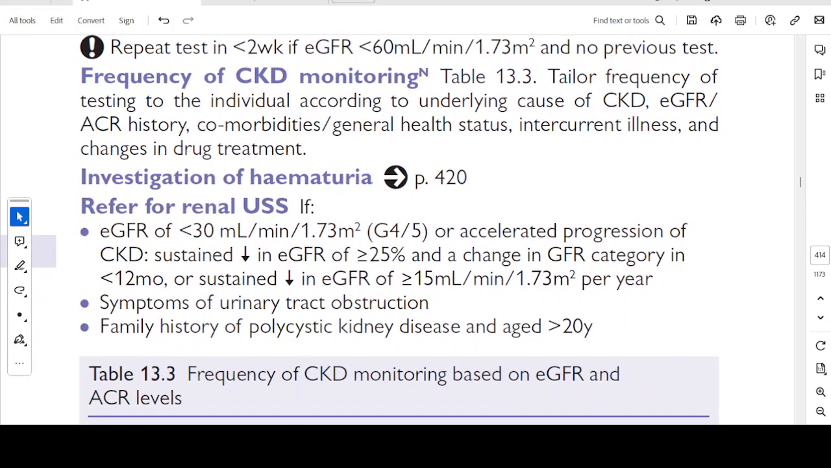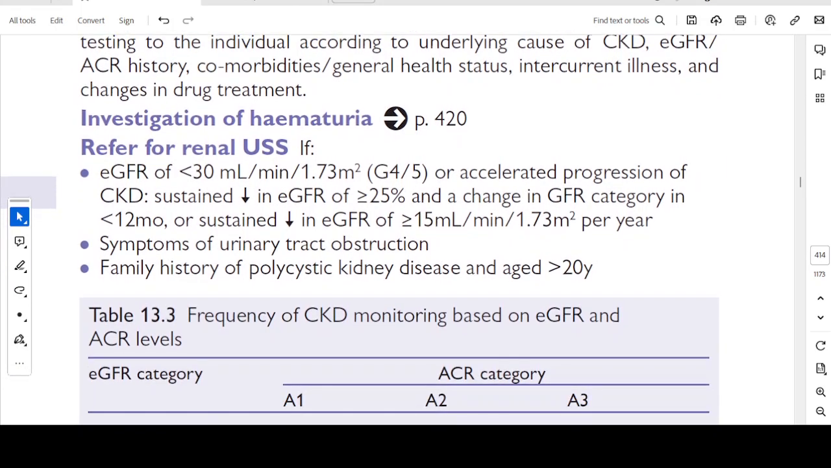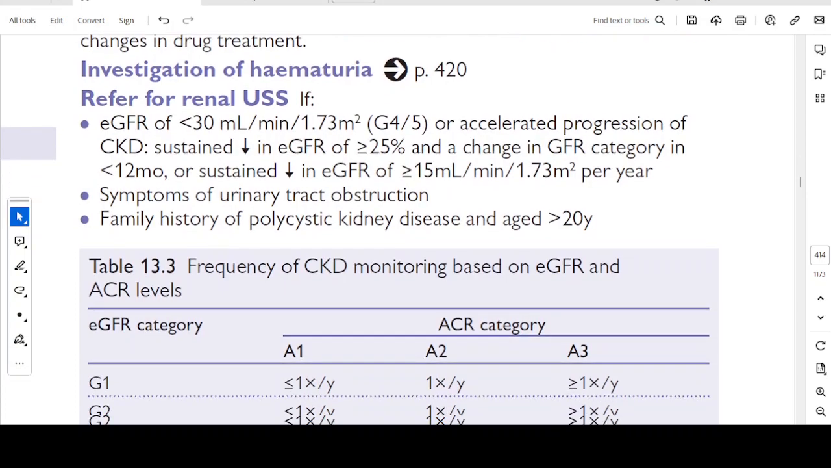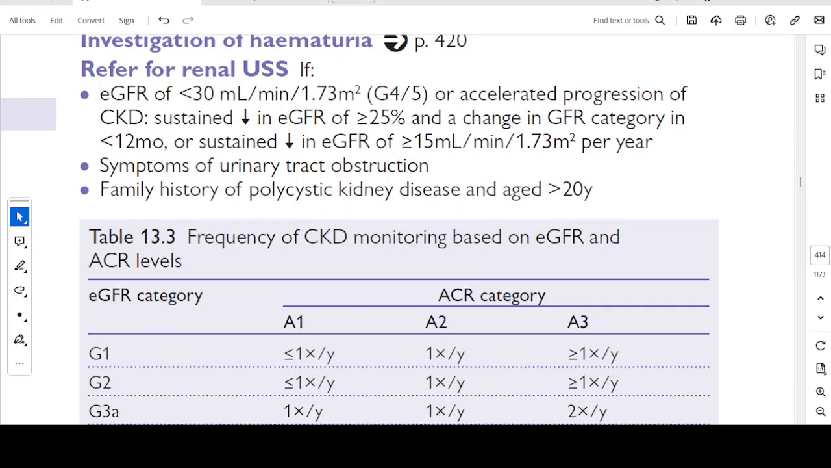Investigations of hematuria, page 420. When do you refer for a renal ultrasound? If eGFR is less than 30 ml per minute in G4 or G5 category, or there is an accelerated progression of CKD: sustained reduction in eGFR of more than 25% and a change in eGFR category in less than 12 months, or a sustained reduction in eGFR of more than 15 ml per minute per 1.73 meter square per year. So these are the three criteria suggesting accelerated progression of CKD, and you have to refer for renal ultrasound.